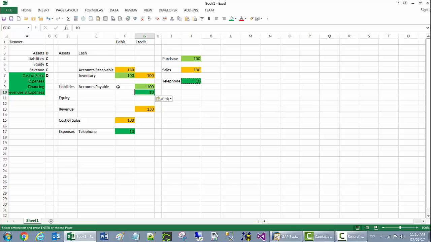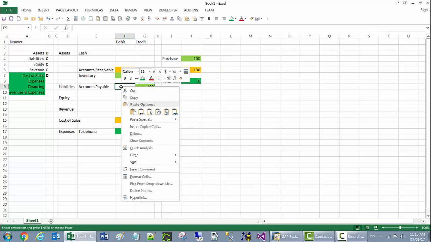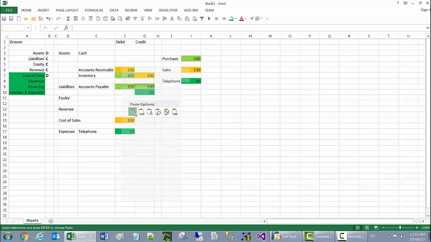Now later on, when the time comes, you have to pay this accounts payable. When you pay it, your checking account goes down. So when you pay this $100, accounts payable goes down. It's a credit account, so it has to be a debit entry. But when you pay it, your checking account goes down. Checking account is D, so the $100 has to go here.